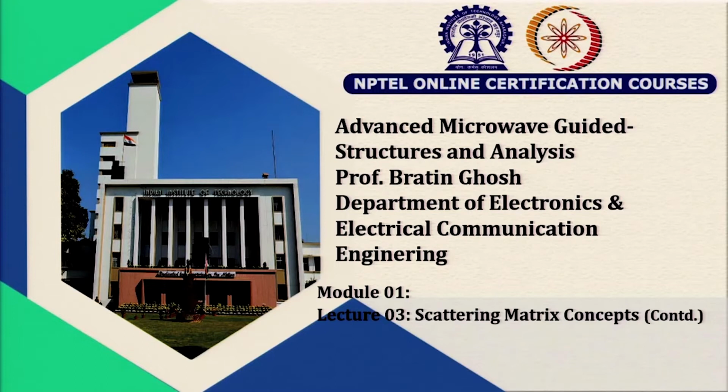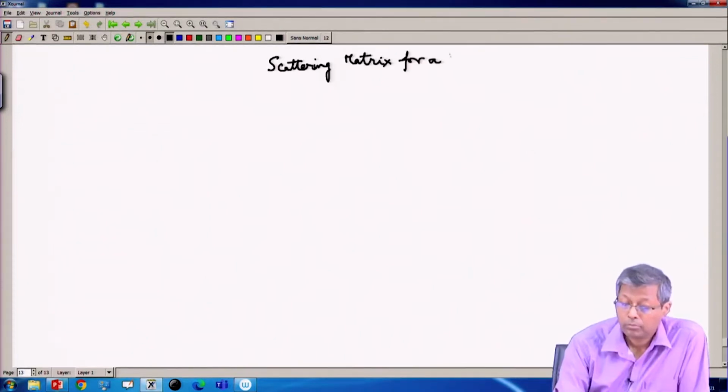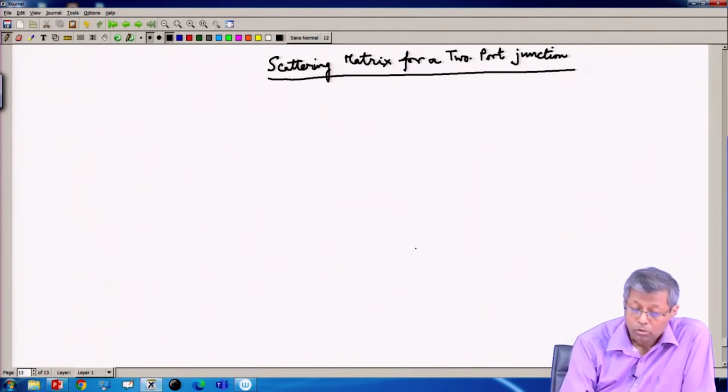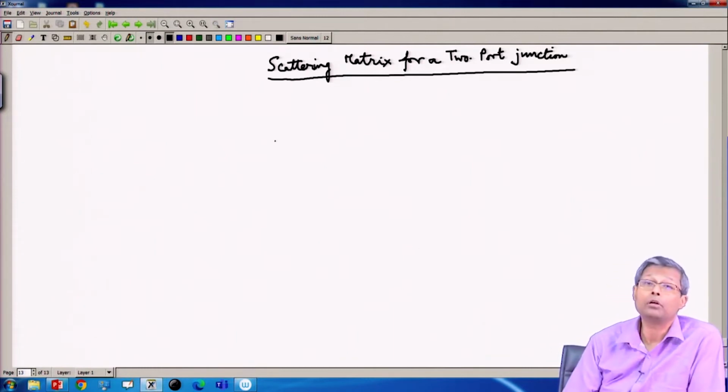So, welcome to the next session of the scattering matrix parameter concepts. Here we will investigate the scattering parameters of a two port junction. So, consider a two port network. We now specialize from the n port network to the two port network.